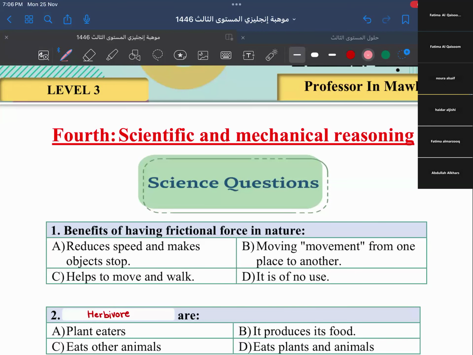Yeah, so what is it? Is it when an object slides off another object, like there's something stopping it from going further? Yeah, exactly. In Arabic it's called قوة الاحتكاك. When two objects rub against each other, right? Yes, exactly. Any object that moves is going to have a frictional force against it.